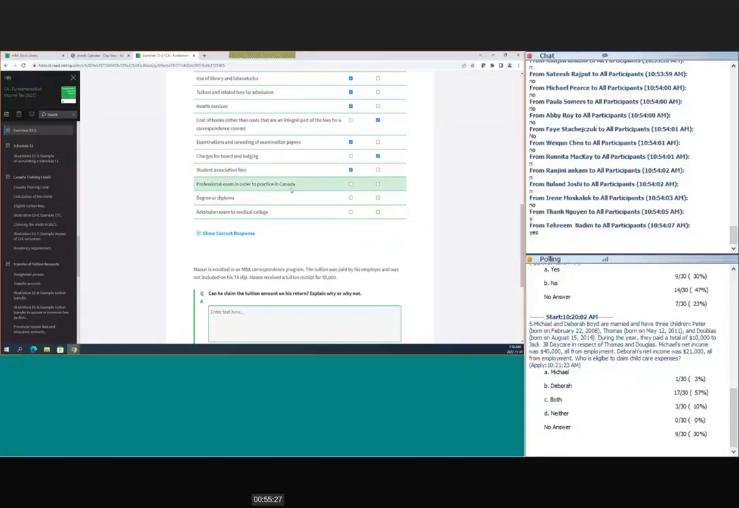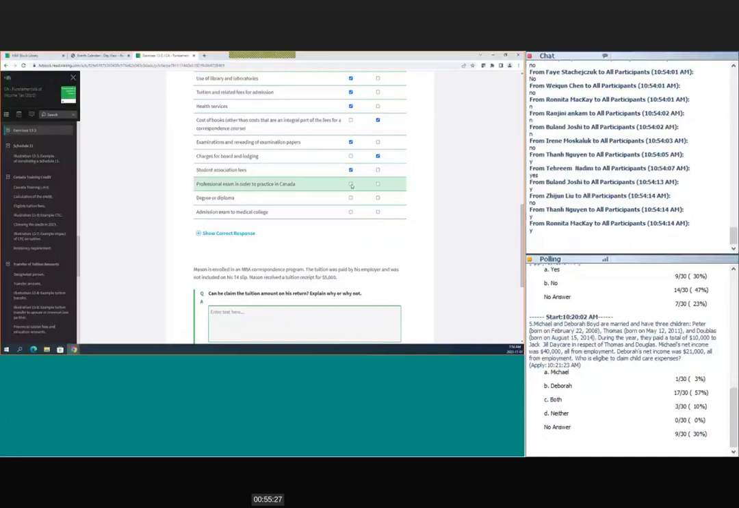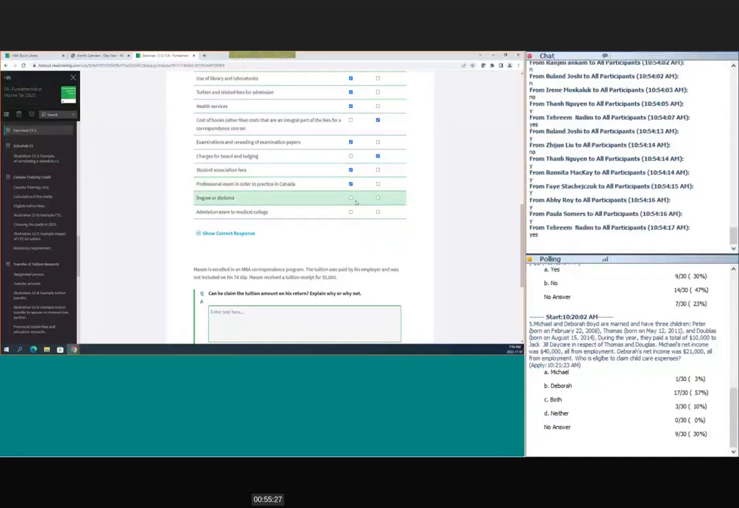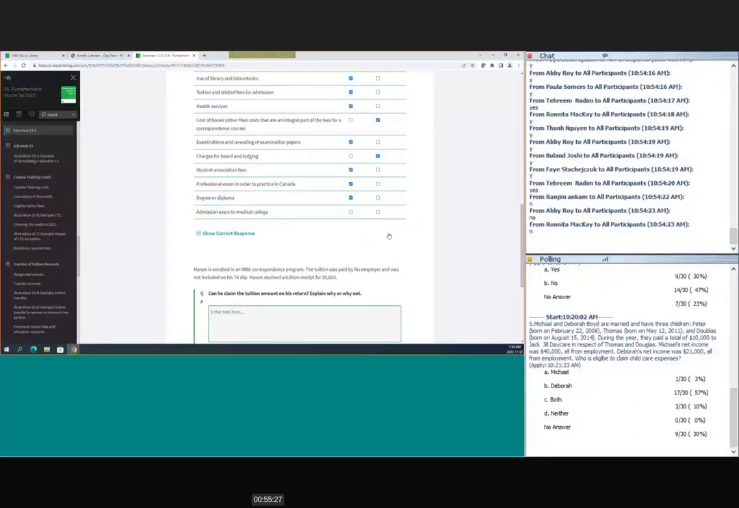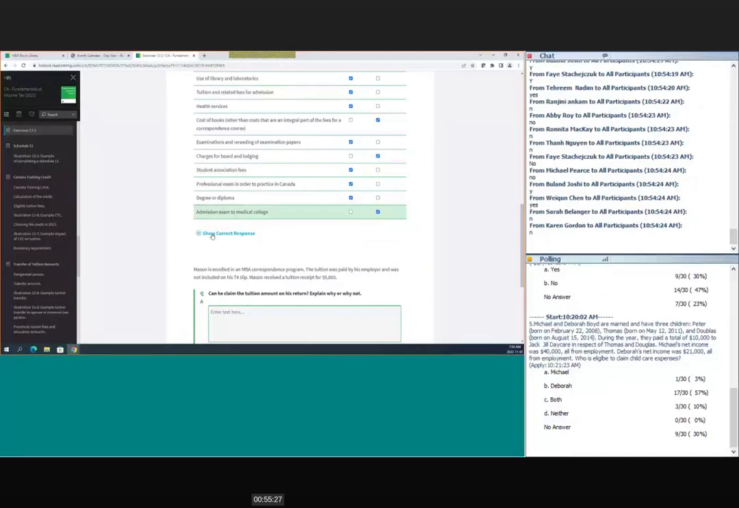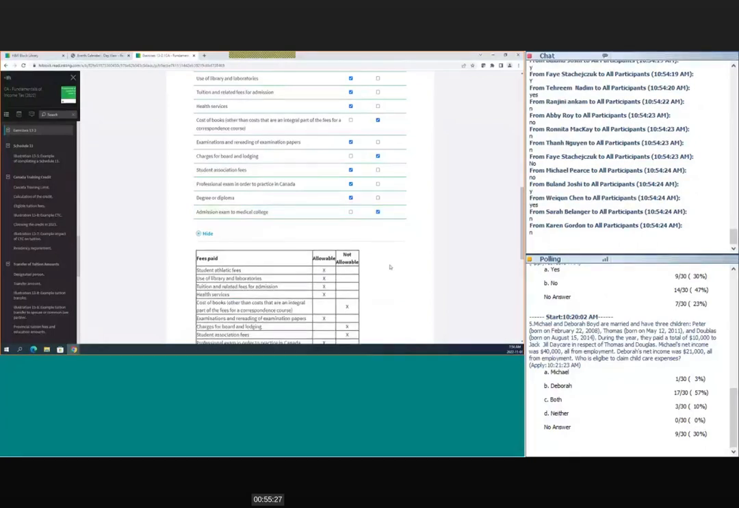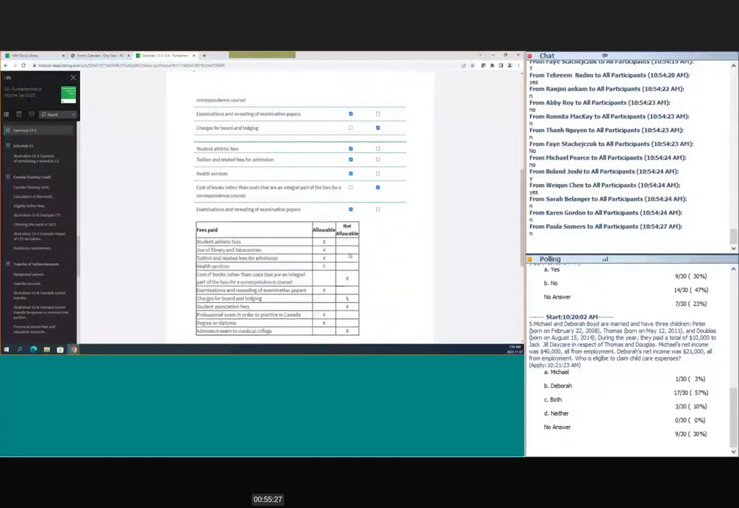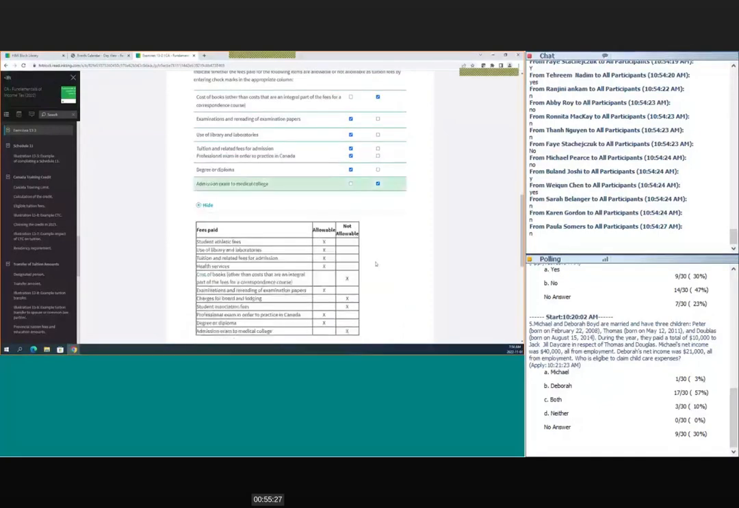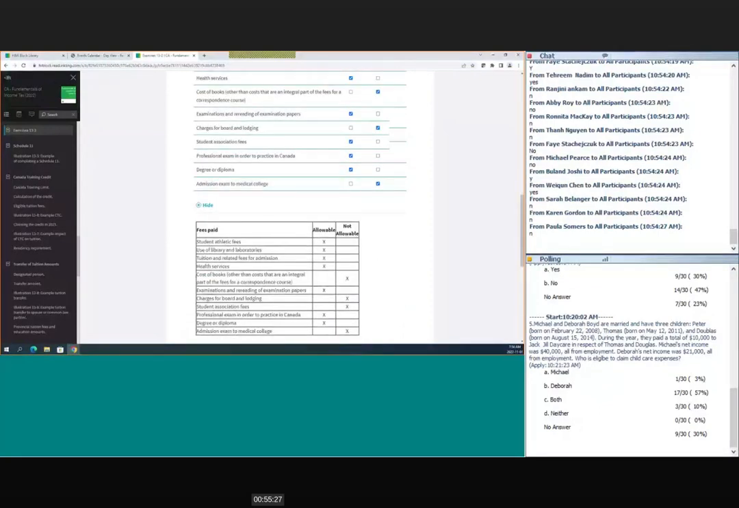Professional exam in order to practice in Canada. Well, we just discussed it. Yes. Degree or diploma. Yes. Admission exam to medical college. We already discussed that. Twice I mentioned it. No. So let's look at the correct answer. Did we get it? I got it right. Oh wait, no, student association fees are not allowable.